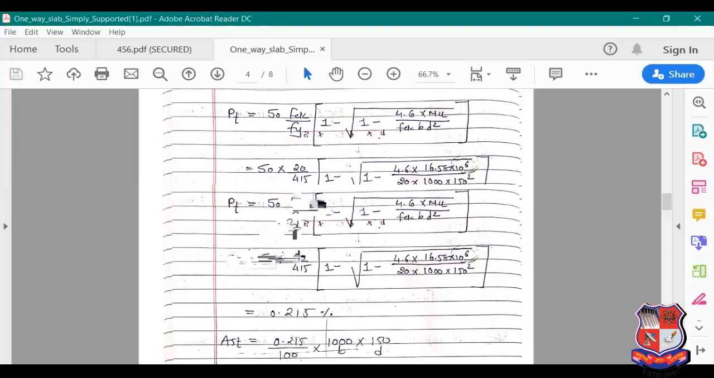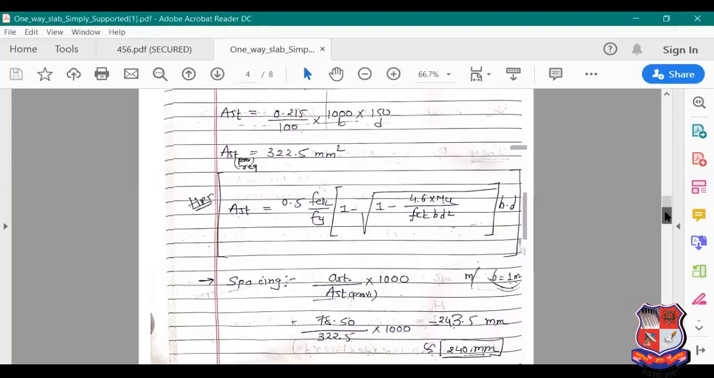Then AST is equal to PT BD. I have told you that if we are talking about B, then it will be 1 meter or 1000 mm, so we are using this one. Then D is equal to 150 and AST is calculated. So here are some tips to find AST.